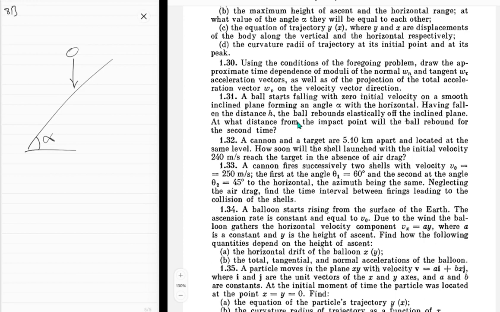Smooth inclined plane. Oh wait, zero initial velocity. So it is falling. Oh, so I think it's not falling; it's sliding. Is it like that? So then, if it slides distance h, the ball rebounds elastically. Oh, so no, no, no, it is falling. Right. So it falls distance h. I think over here its velocity should have been zero. Then it falls distance h. It rebounds elastically. Right. Then it's just moving.